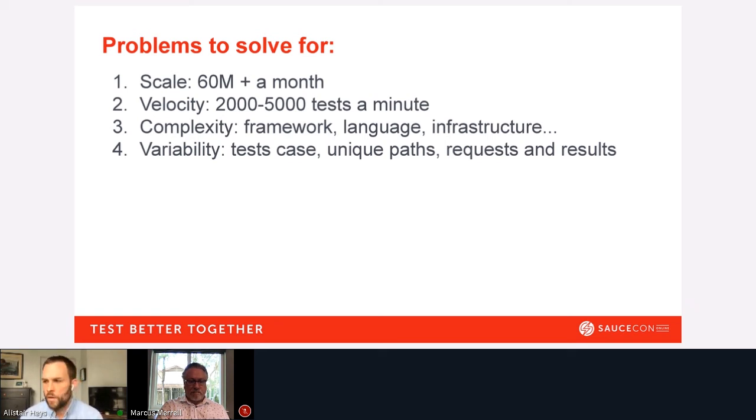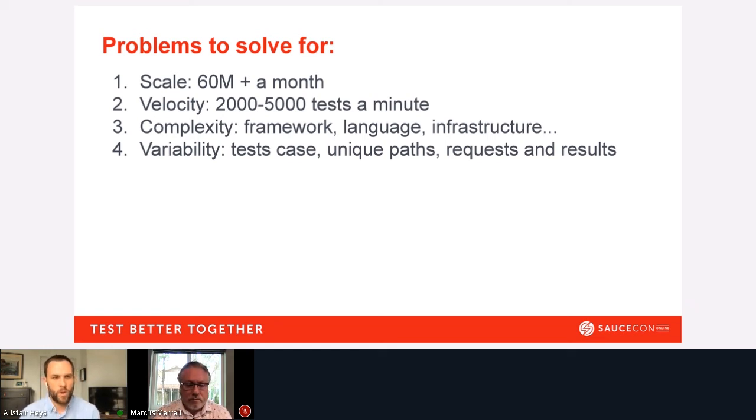In terms of velocity, we typically see on average 2,000 tests a minute being completed in our system. This obviously peaks up to about 5,000 tests a minute. So being able to analyze at that sort of speed presents its own set of challenges. And again, for an individual customer, it's the same idea. Complexity, as you can imagine, even for a large organization, different teams use different setups. They use different environments with different frameworks and test languages. And it's just one of those things to consider.